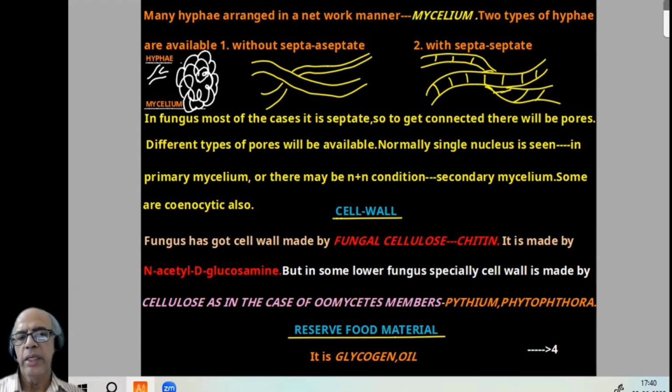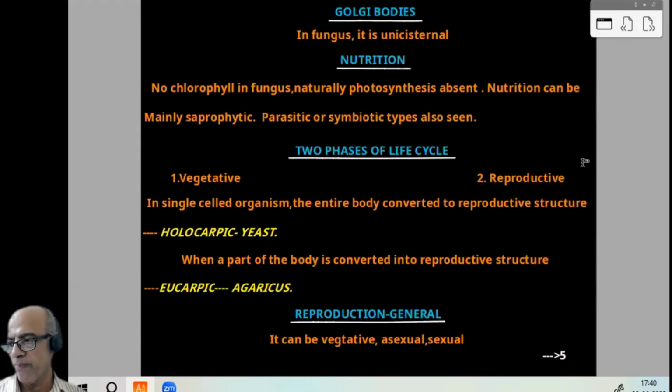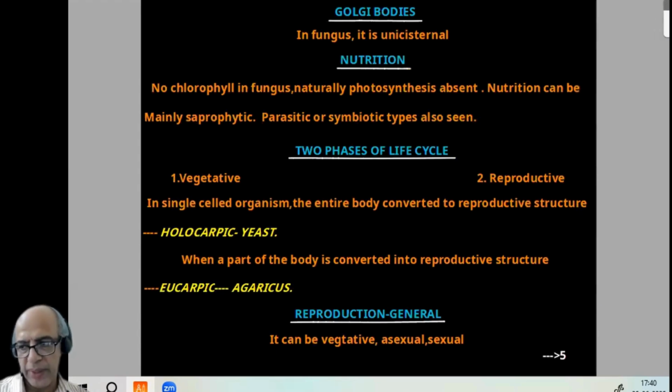I think the idea is clear. Now, reserve food material. Again, here it is important because in plants, normally we will say it is starch. In fungi, it is glycogen and oil. So reserve food material in fungi is glycogen and oil. These are all important questions. That is why I have given separate headings.